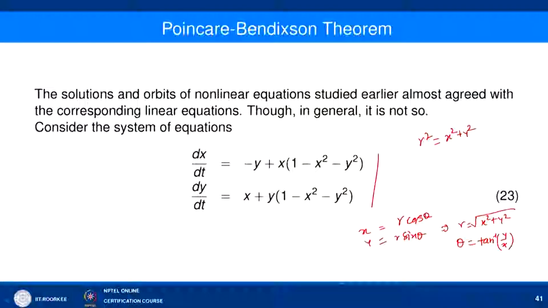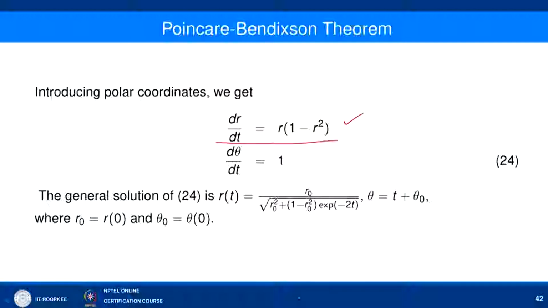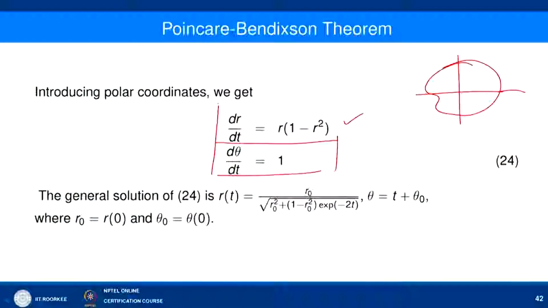So, that is what we have written here, that by introducing polar coordinates we can rewrite equation number 23 as follows: dr by dt equal to r into 1 minus r square and d theta by dt equal to 1. This d theta by dt just gives you the direction, because the orbit may behave in a certain way, and d theta by dt gives the orientation, whether it is clockwise or anti-clockwise. So, d theta by dt gives the direction of the orbit, whether the solution is moving clockwise or anti-clockwise.